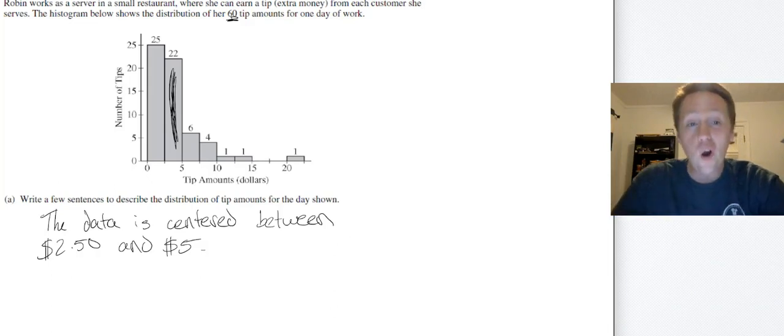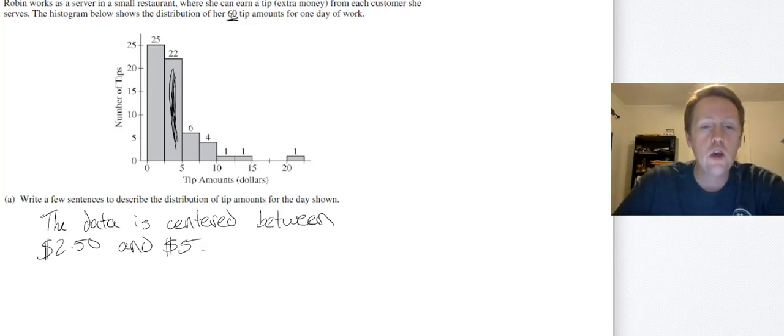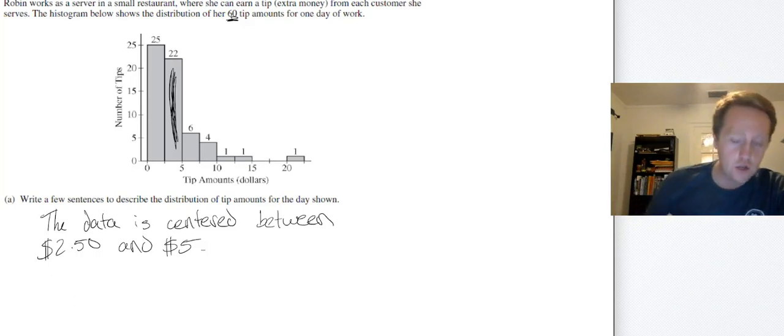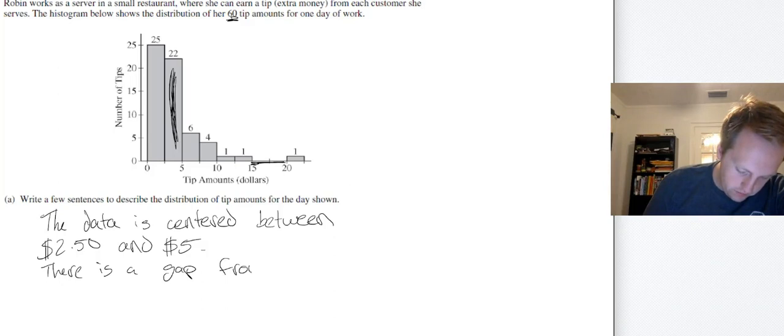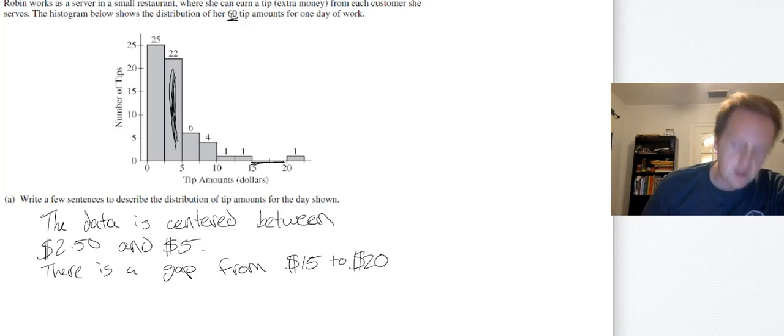Now, I don't know what the center actually is, but I know it's somewhere between $2.50 and $5, which is going to come in handy in this next thing when I talk about, well, I guess I'm talking about unusual features next. So unusual features, that would include this gap. So there's a gap from 15 to 20. So there's my unusual features.